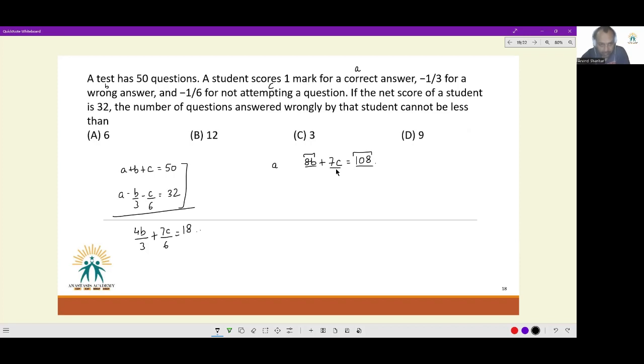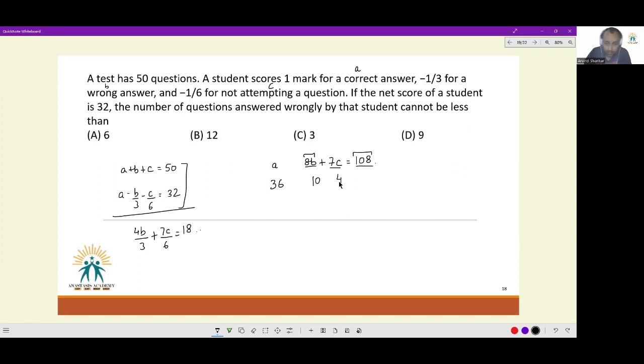So when I start checking C, the first value I put down is C equal to 4. When it is 4, this will be 28. So B will be 10. This is a perfectly acceptable case. 10 and 4, 14 here. So how many correct? 36. Because A plus B plus C is 50.